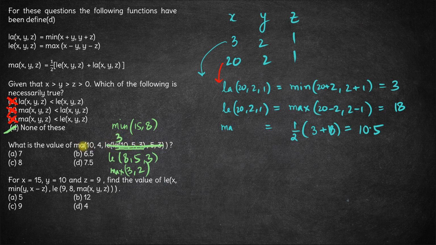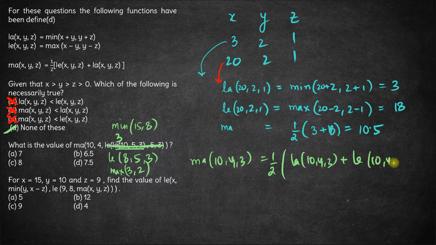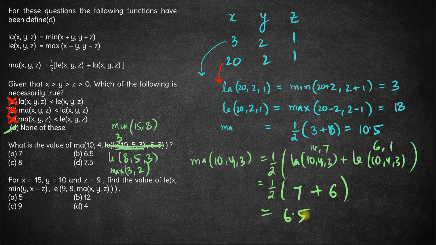So what we have is MA of 10, 4, 3. This is equal to half of LA of 10, 4, 3 plus LE of 10, 4, 3. Now LA is basically the minimum of 10 plus 4, 14, and 4 plus 3, 7. Minimum of 14 and 7 is 7. Plus LE is the maximum of 10 minus 4, 6, and 4 minus 3, 1. So the maximum of 6 and 1 is 6. So half of 7 plus 6, 13 by 2. 13 by 2 is 6.5. Hence the answer to this question is option B, 6.5.